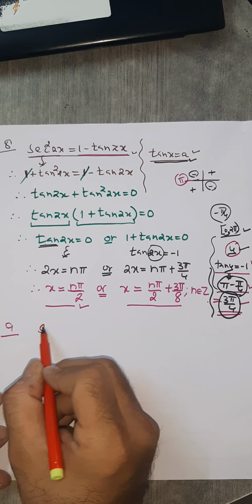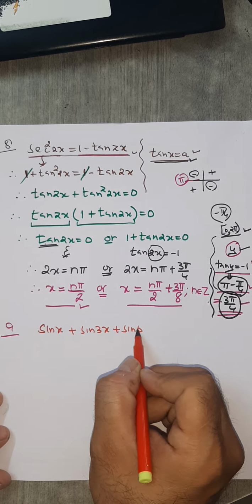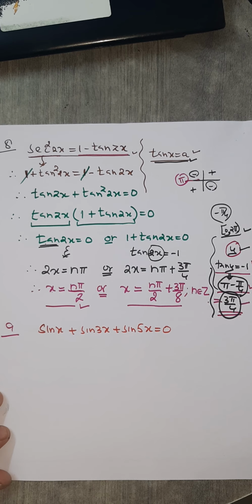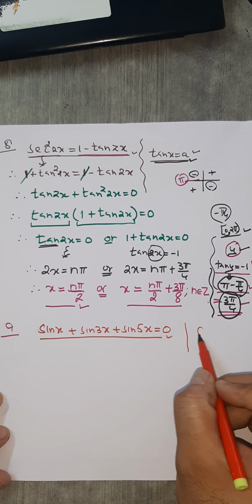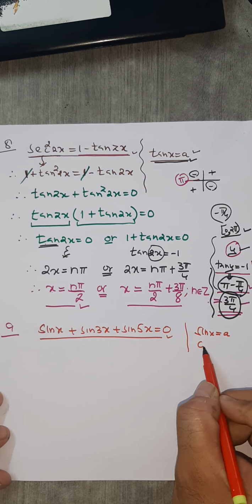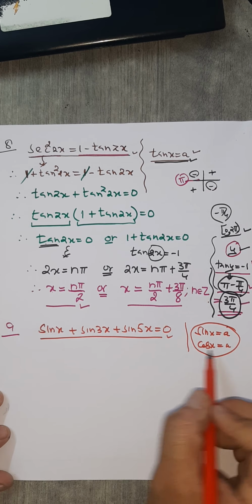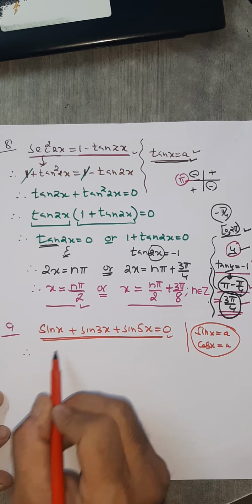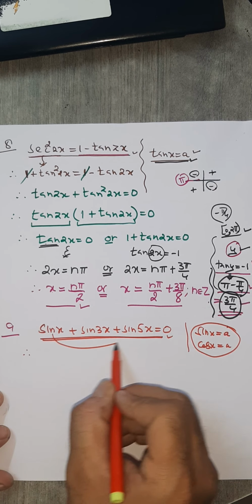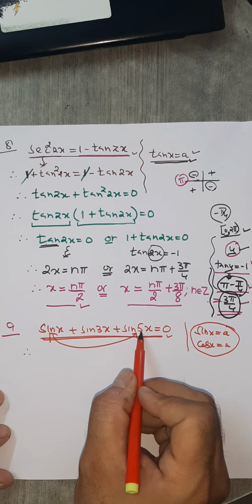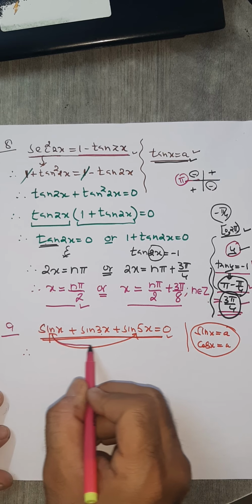Ninth question: you have sine x plus sine 3x plus sine 5x equals 0. As we did in earlier questions, we need to express this in the form sine x equals a constant, or cos x equals a constant, or tan x equals a. So factorization, remember, summation to product. We use the sine plus sine formula for this 2. Why for this 2? You must have realized 5 plus 1 is 6, by 2, so we'll get the middle term.